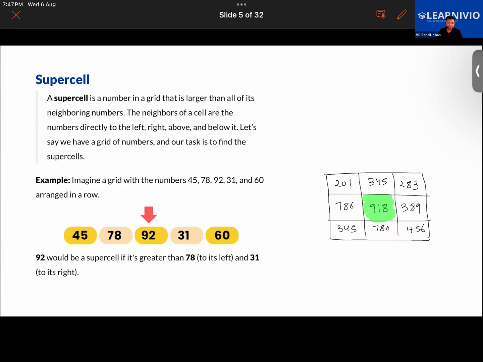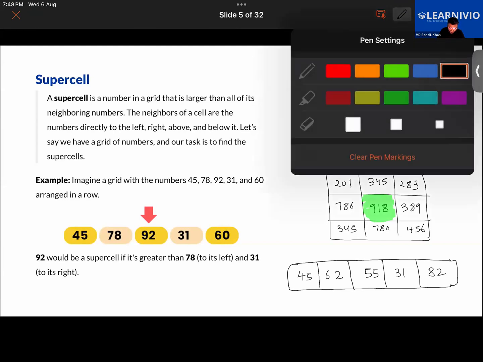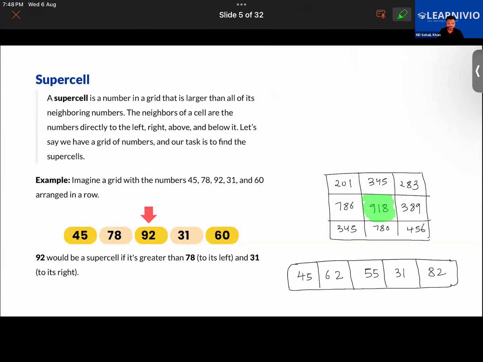Are you getting the concept of supercell or not? Yes. You got it? Okay, good. Let me give you a few more questions based on this. Let's say we have got numbers like 45, 62, 55, 31, and 82. How many of them are supercells?